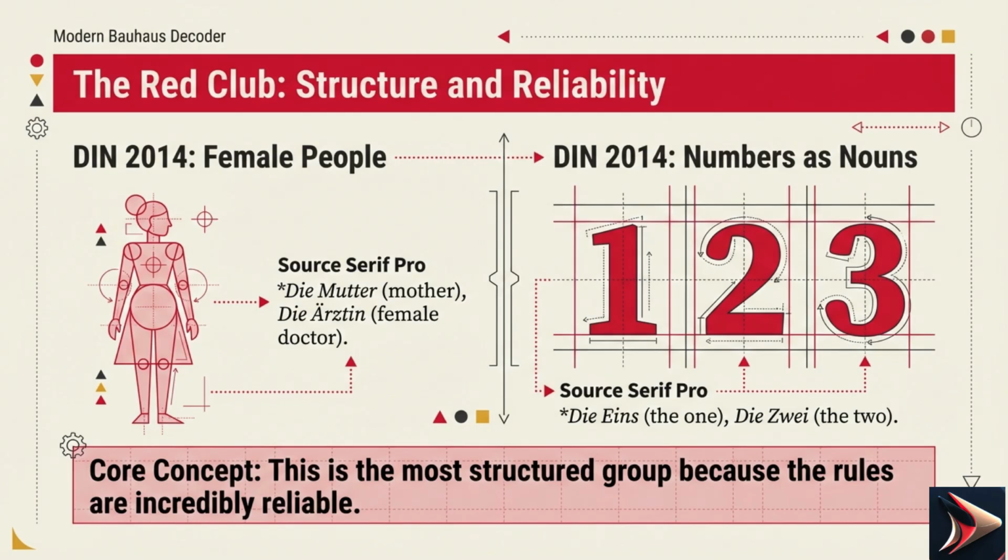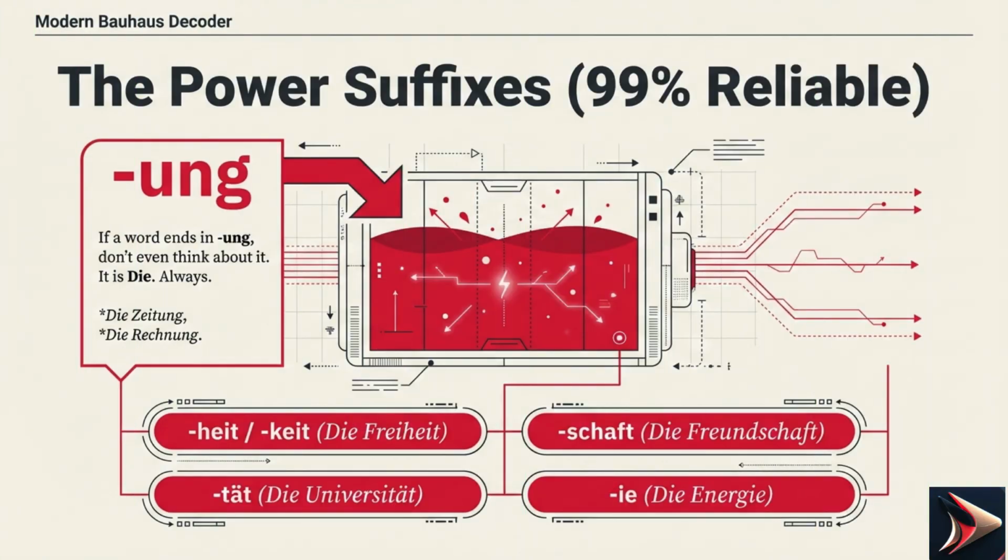Logically, the die club includes female people, like die Mutter, the mother, and also any number that you use as a noun, like die Eins, the number 1. But the real power isn't in these logical groups, it's all in the endings. Okay, seriously, screenshot this slide, memorize it, burn this into your brain. If a word ends in any of these suffixes, it's die, every single time. You see a word like Freiheit, it's die, no exceptions. This one trick right here will change everything for you.